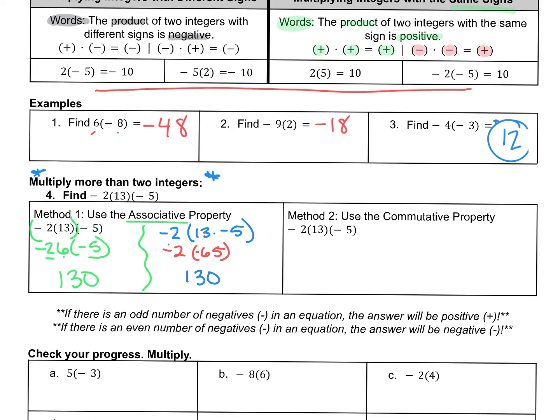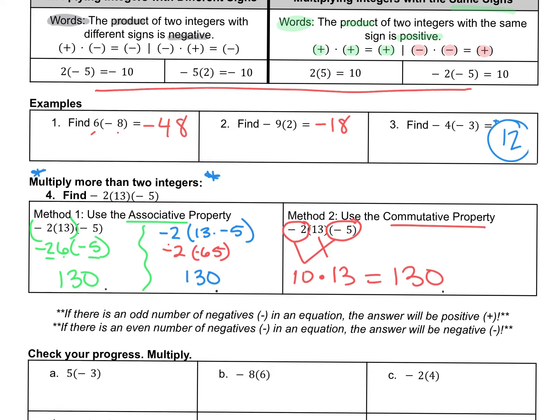Secondly, though, what I might like to do is use my commutative property. I can change the order of the numbers. So I might put my negatives together first, because I know a negative times a negative is a positive, and then multiply. So I just have my positive 10 times 13 is 130. So you can see I got the same answer, multiple different ways of doing that with different properties.